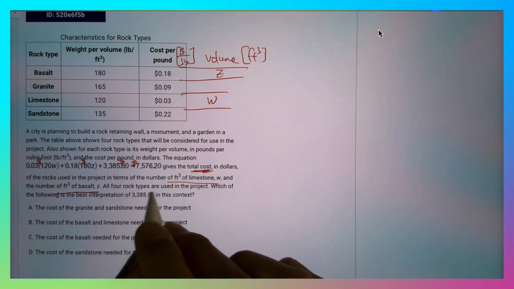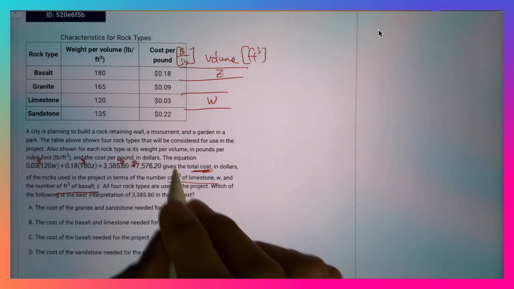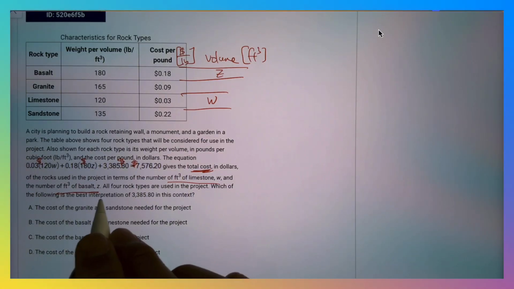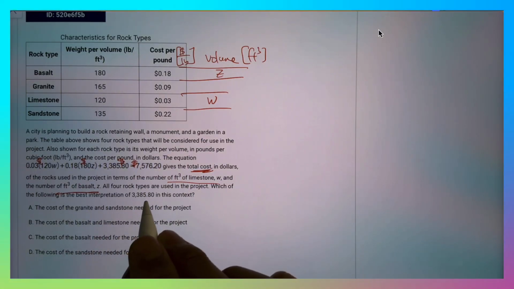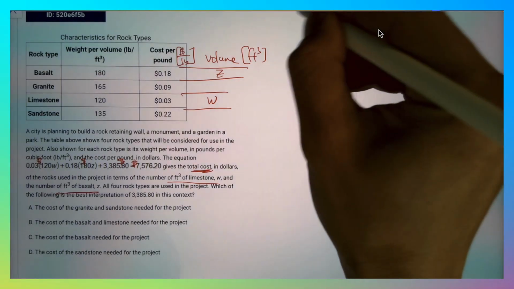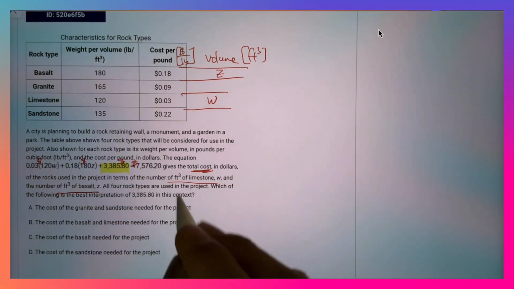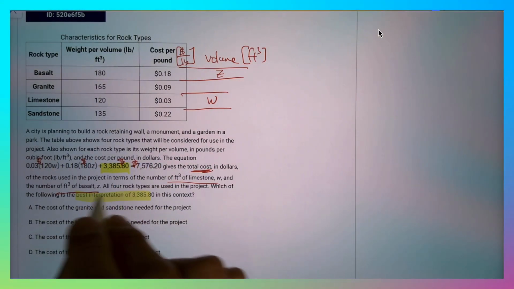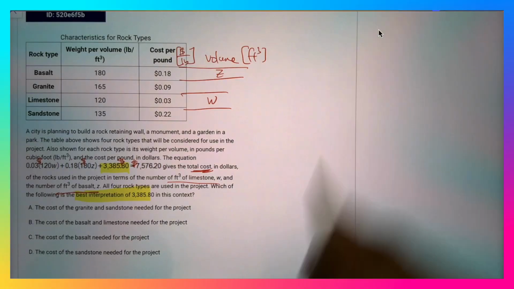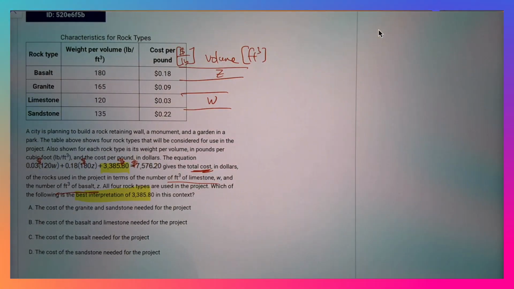And all 4 rock types are used. All of them are used. So which of the following is the best interpretation of 385 and 80 cents? So we want to know what that represents. Okay, so let's go one at a time then.